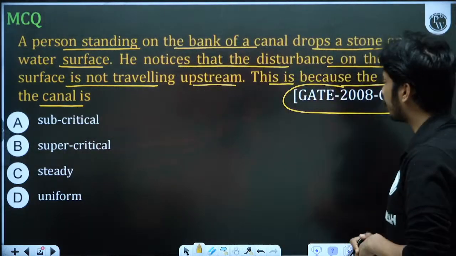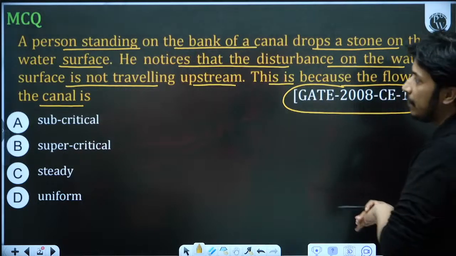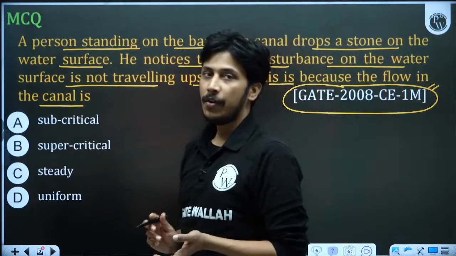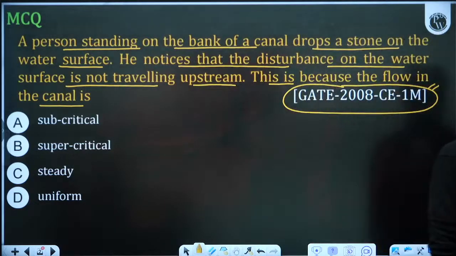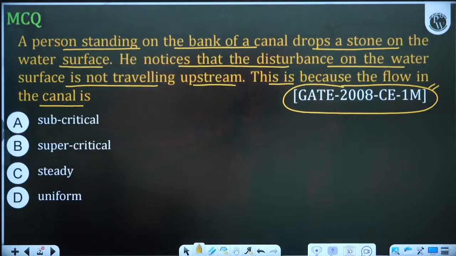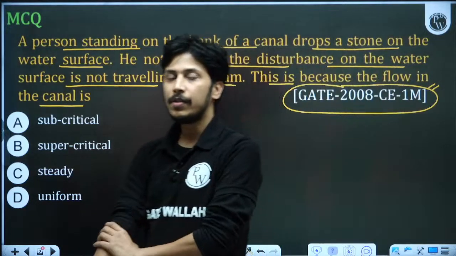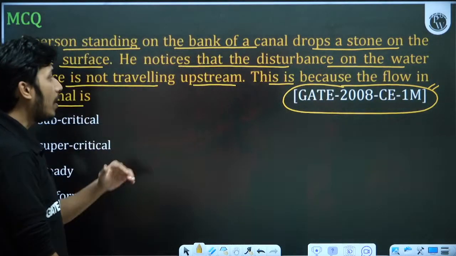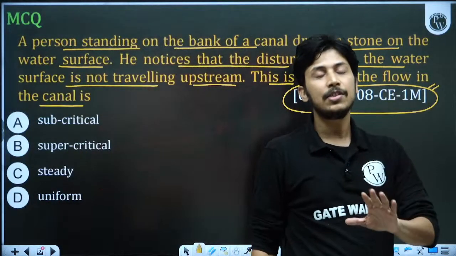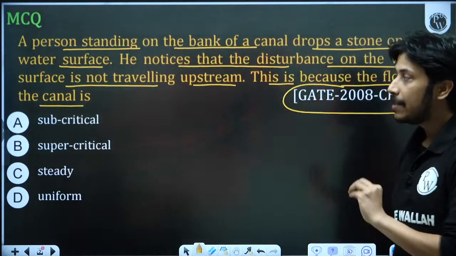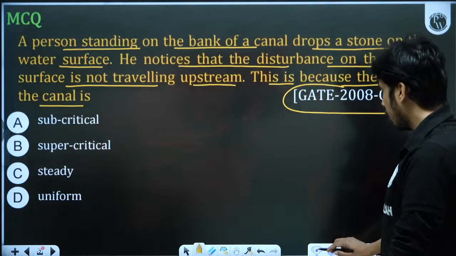So the wave is traveling, but it is not traveling upstream. First thing is that if the wave is not traveling at all, then you will have the critical flow. But it is saying the disturbance wave on the water surface is not traveling upstream. That does not mean that it is not traveling at all. This means that it is traveling towards the downstream side. So now what is the flow? You have to give the answer.